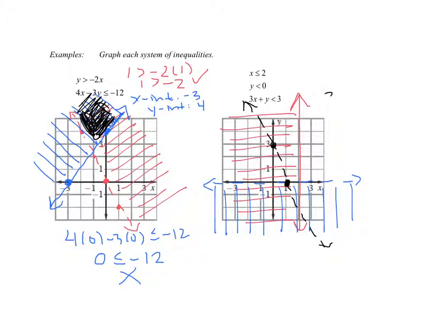And if we test the point 0, 0, we get that 0 is less than 3, which is true. So 0, 0 is a solution. We'll shade where 0, 0 is.